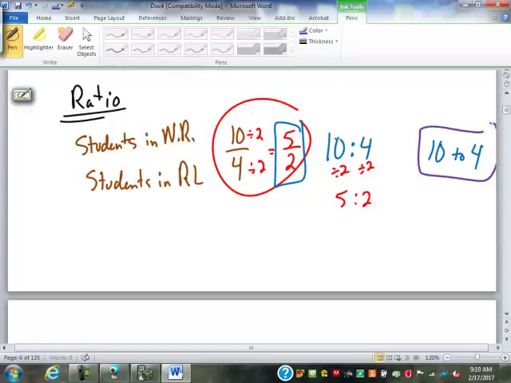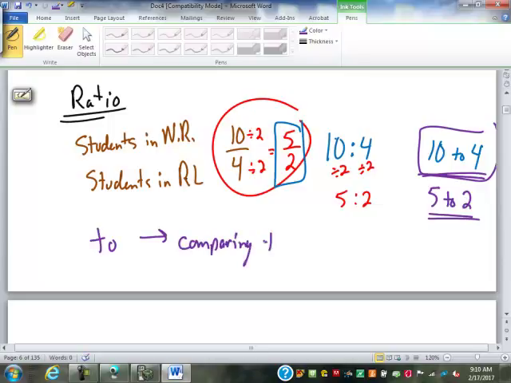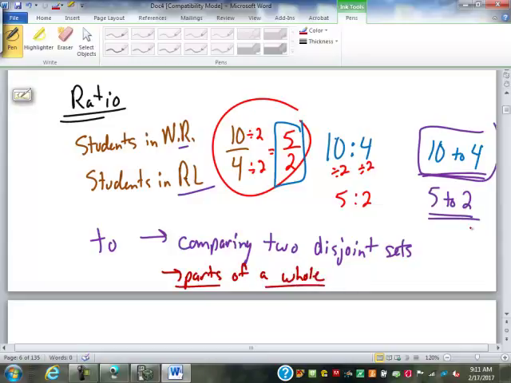Now, a bit of a note on this right here. If we write it out in words, there are actually two ways of writing a ratio in words. And I used one of them here. The appropriate way for this ratio is 10 to 4, or if I reduced it, 5 to 2. When I use the word to, that means I am comparing disjoint sets. By disjoint, I mean there's nobody that's a student in New Richmond and a student in Rice Lake. They're completely separate. But they are parts of a whole. In fact, they're the only two parts of a whole.